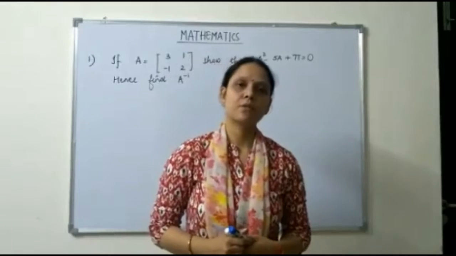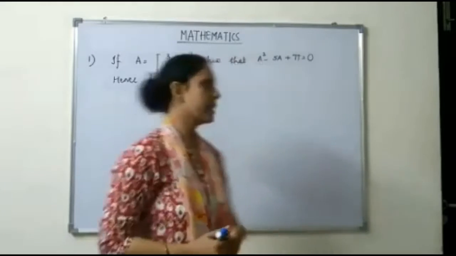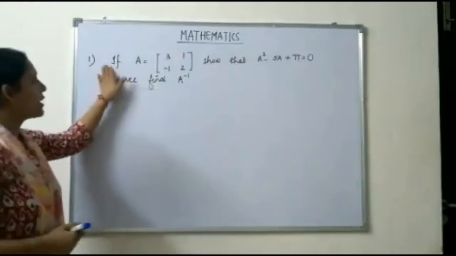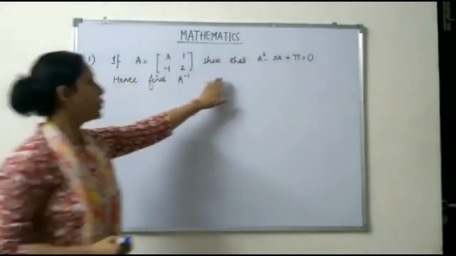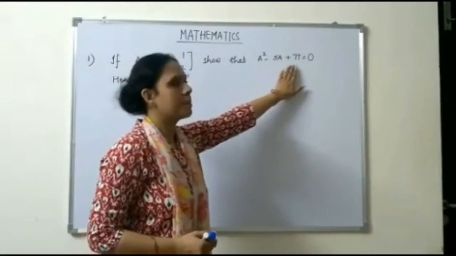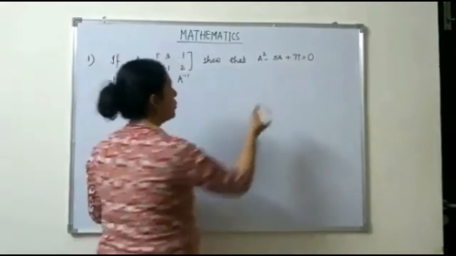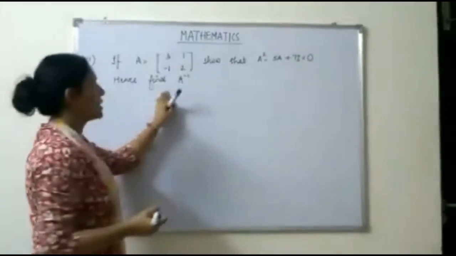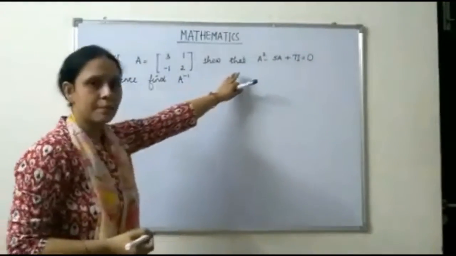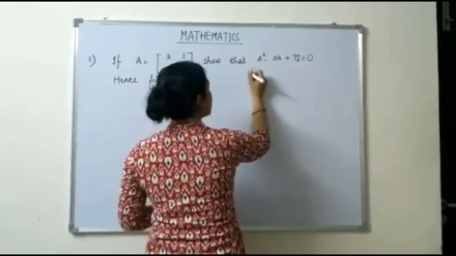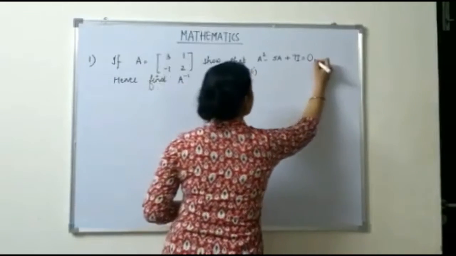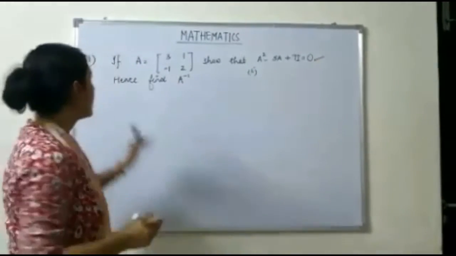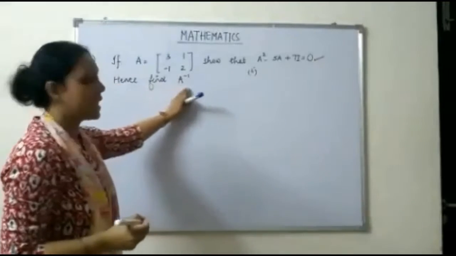Matrices and determinants happen to be the favorite topic of all of us. Let's begin with that. If A is a given matrix, show that A square minus 5A plus 7I is equal to O. Hence find A inverse. Now the first part is easy for all of us to solve, and this we can all prove. Now, hence find A inverse.